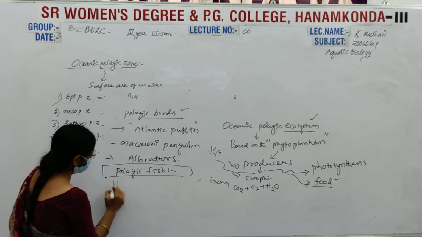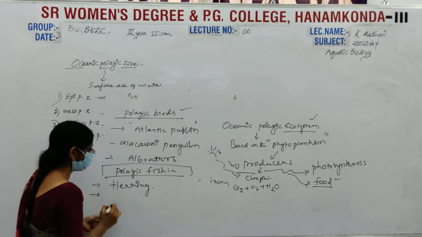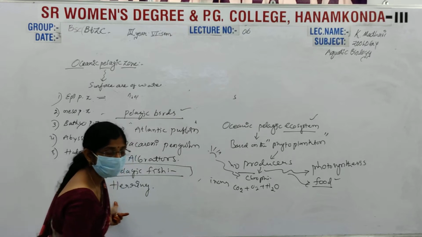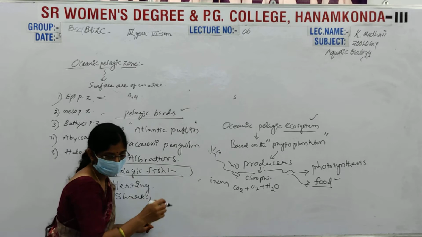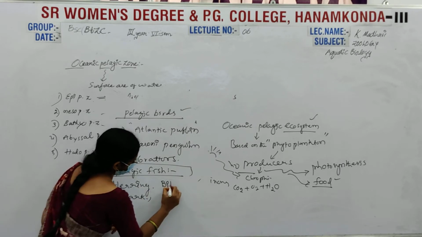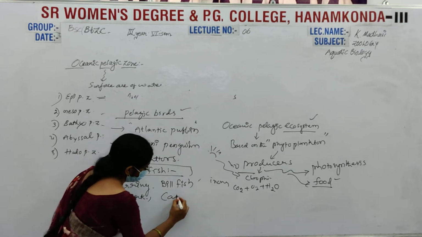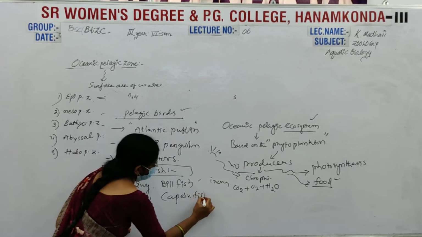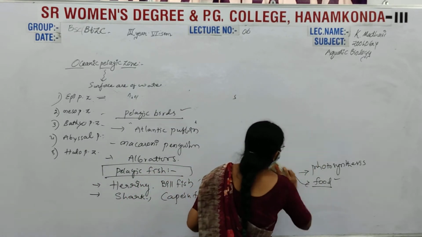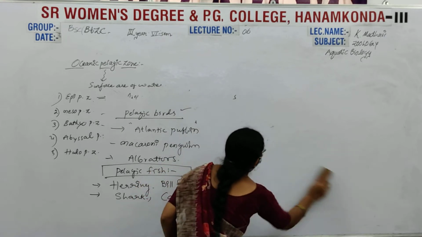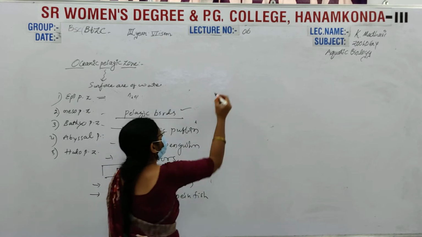The fishes here are herring fishes, and next oceanic sharks, and another one that is billfish, and next one is captain fish. Such types of fish organisms are present in the oceanic pelagic ecosystem. And what invertebrates are available in the oceanic pelagic zone ecosystem?